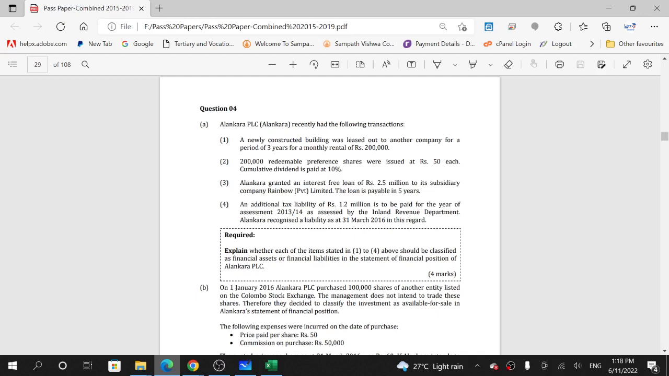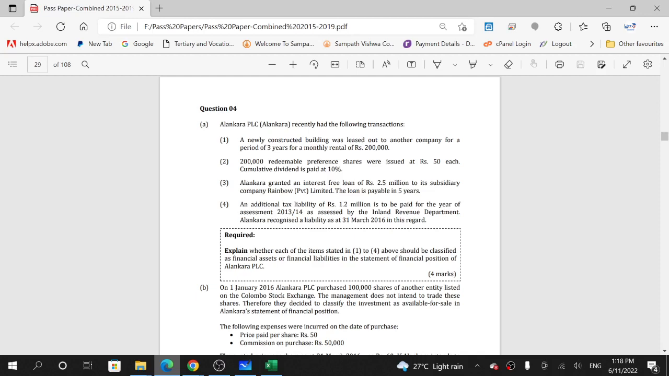Third one, Alankara granted an interest-free loan of rupees 2.5 million to its subsidiary company, Rainbow Private Limited. The loan is payable in 5 years. Fourth one, an additional tax liability of rupees 1.2 million is to be paid for the year of assessment 2013-14 as assessed by the Inland Revenue Department. Alankara recognized a liability as at 31st March 2016 in this regard.